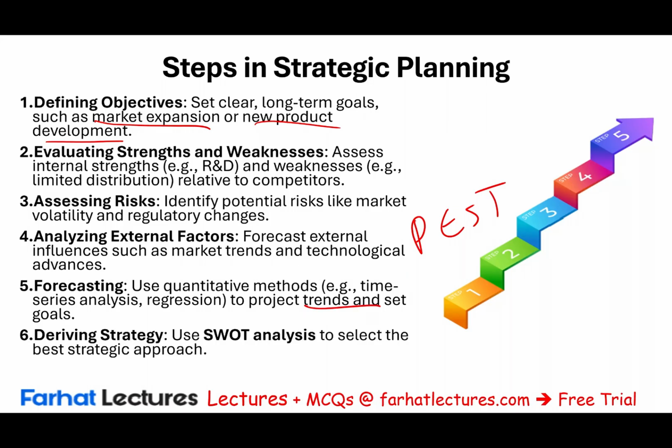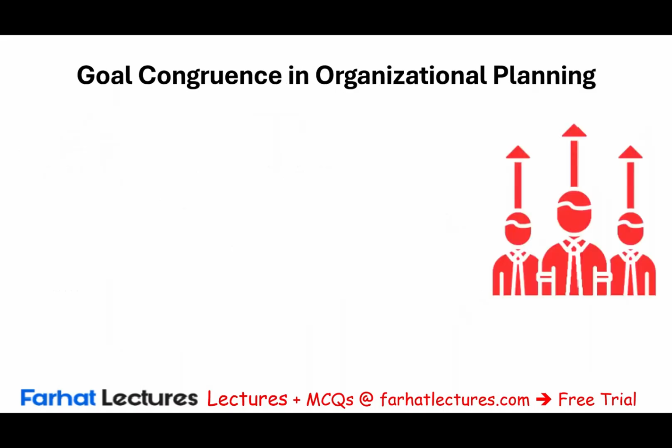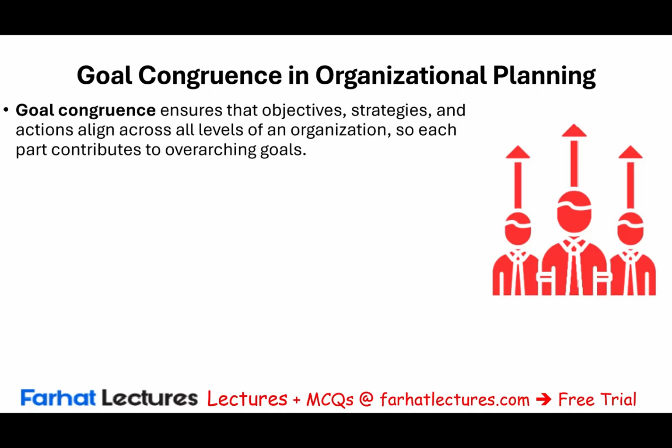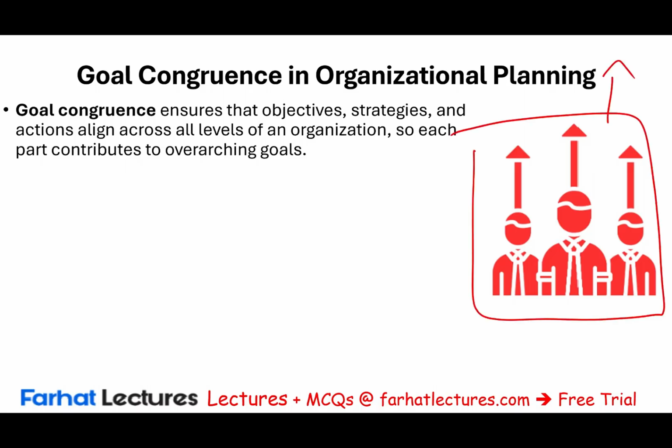Then what we do next is use SWOT analysis to select the best strategic approach and say, how should we go about executing the actual planning? So there are steps in this strategic planning. Now, when we do strategic planning, we want to make sure there is something we call goal congruence. This is important when it comes to strategic planning. So what is goal congruence? It means everybody in the company is working in the same direction.